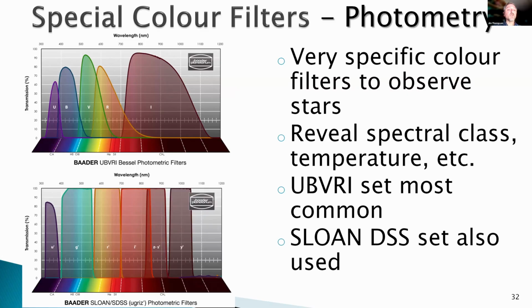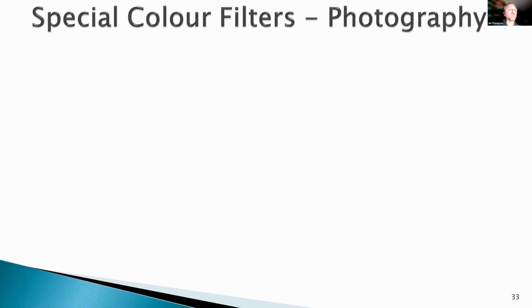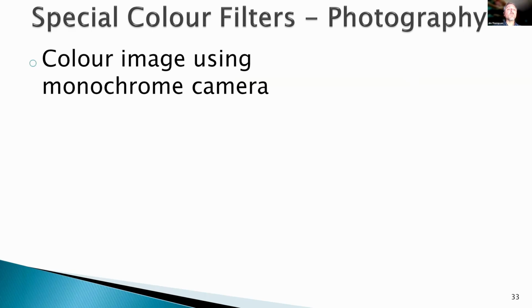A more modern version of these filters are modeled after those used for the Sloan Digital Sky Survey, which are interference type. The need to have these filters carefully calibrated tends to make them a lot more expensive than normal color filters. The other application of special color filters is for astrophotography, specifically generating full color images using a monochrome camera.